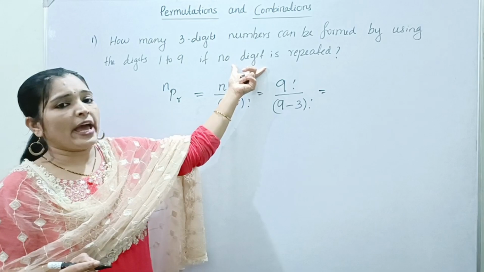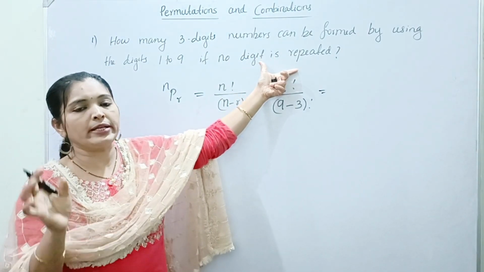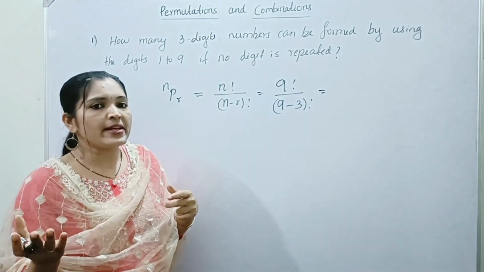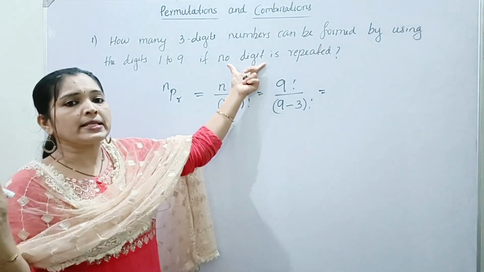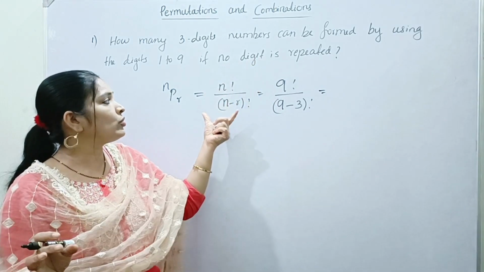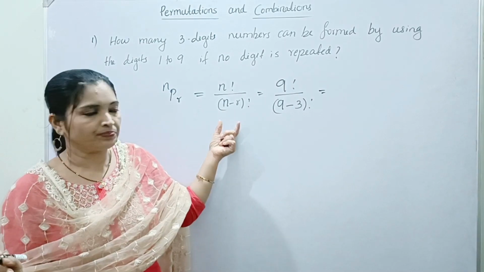Be careful about this. Here it is mentioned that no digit is repeated, that means repetition is not allowed. If repetition is allowed, the formula is n raised to r. Here no digit is repeated, therefore the formula is n factorial divided by n minus r factorial.